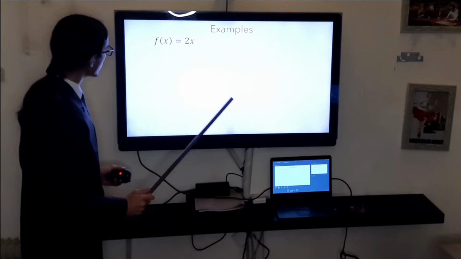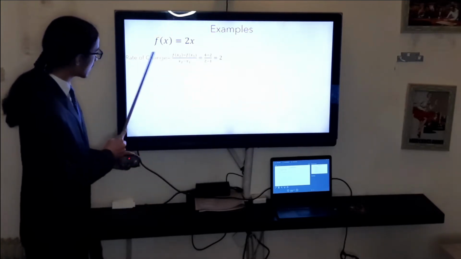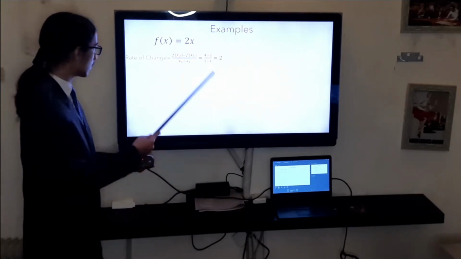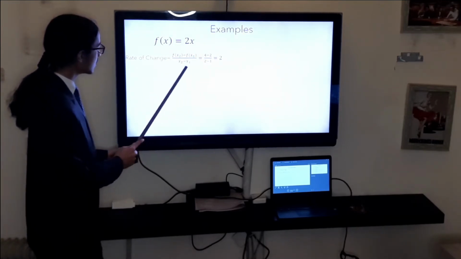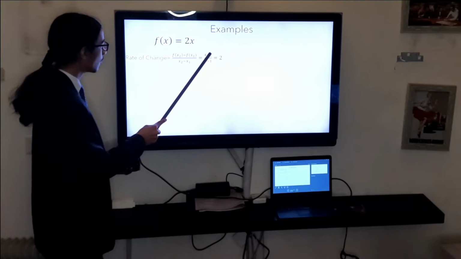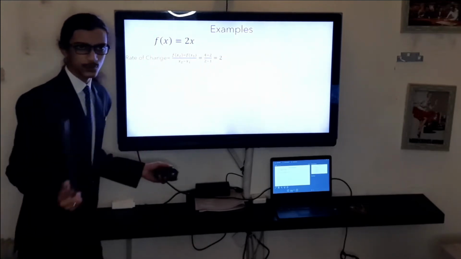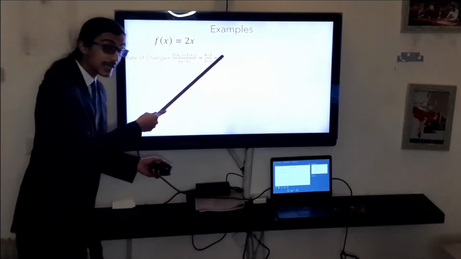So when f of x is equal to 2x, I can just apply this between any 2 points. Let's just take 2 and 1, right? I'll take the change in the value of the function, and then the change in the value of x. So 4 minus 2 over 2 minus 1, that's just equal to 2. Now once again, what is this number 2 telling me?